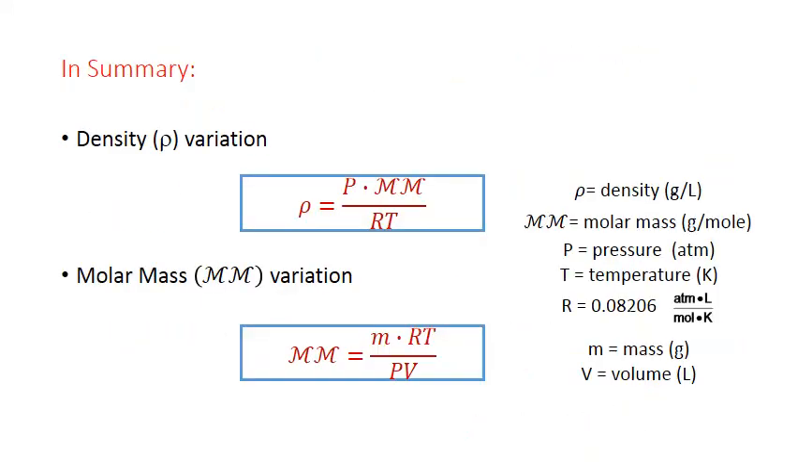So in summary, these are the 2 variations on the ideal gas law that are the most commonly used. They are the density variation and the molar mass variation.